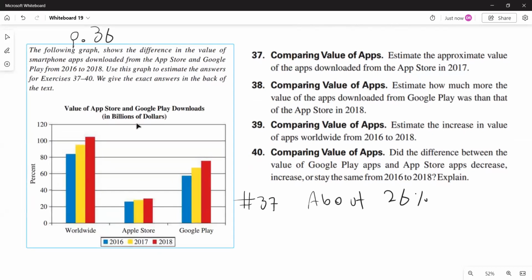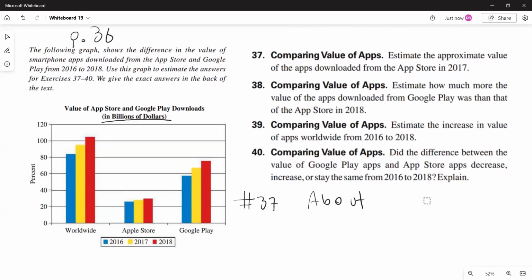Well, actually, I wrote percent because it says here percent. It doesn't say, okay, I see. So that's in billions of dollars. Yeah, I misread the graph, but in the back of the book, it says about 27.8. They have the exact value. So let's say about 28 billion. And I'm just making a raw estimate.